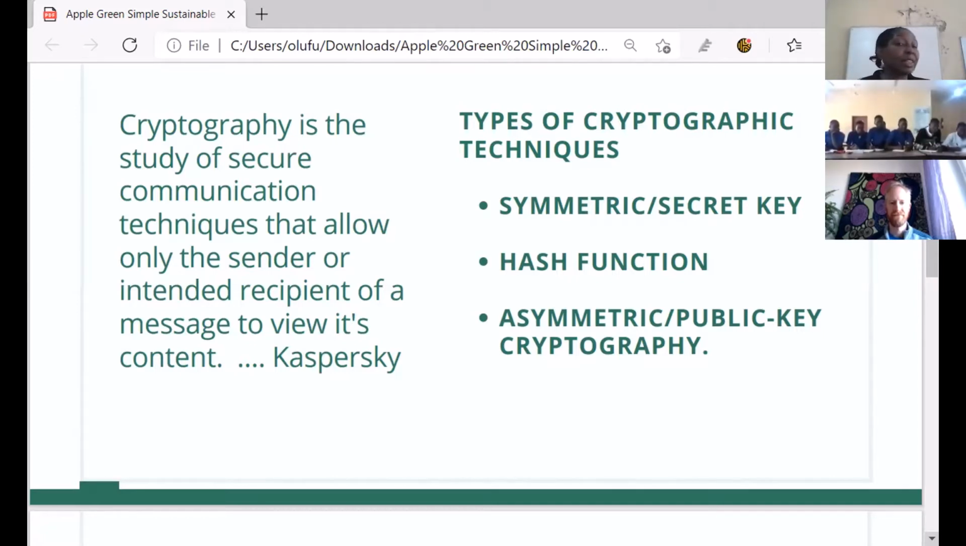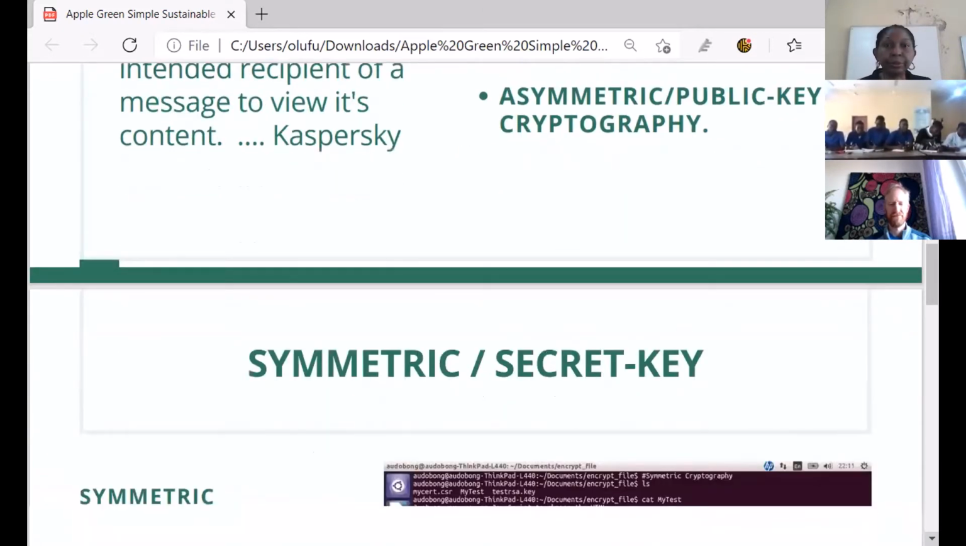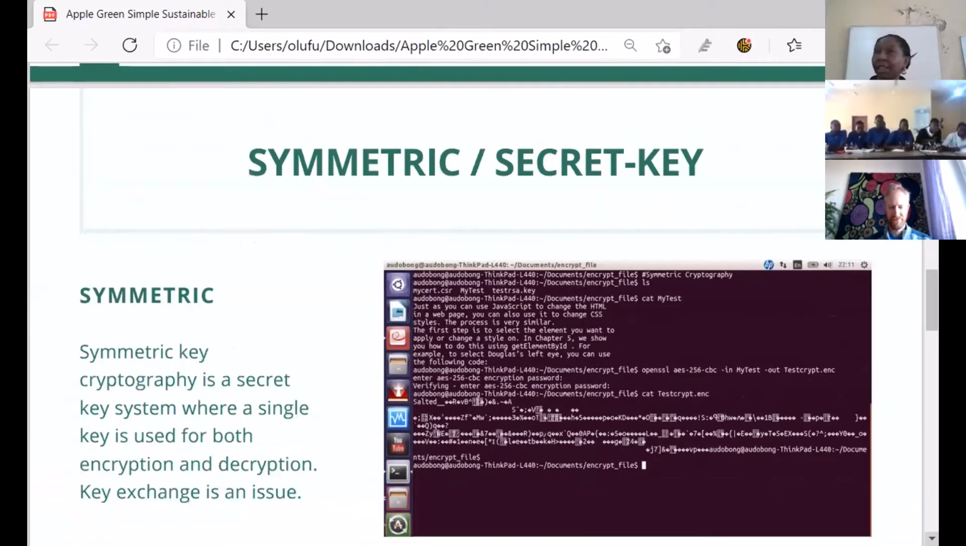Now there are three types of cryptographic techniques. The first one is symmetric or secret key cryptography. The second one we're going to talk about is hash functions. And the third one is asymmetric or public key cryptography. I'm going to show you a little of what it looks like. So for symmetric or secret key cryptography, you use a single key. What that means is that I will use a single key to encrypt a message. Then I and the person that I'm sending the message to will share that key, and the person will use that same key to decrypt the message.